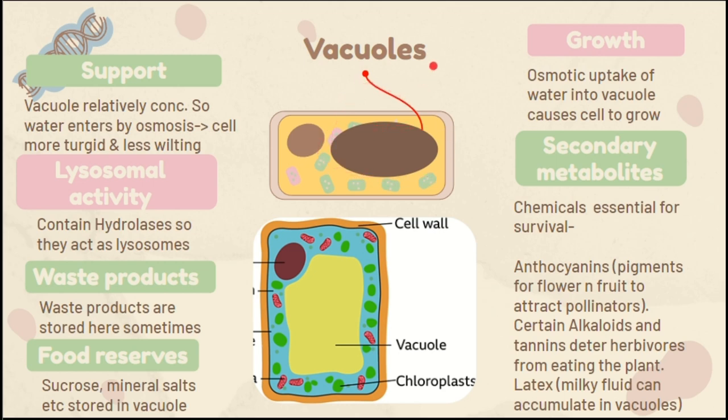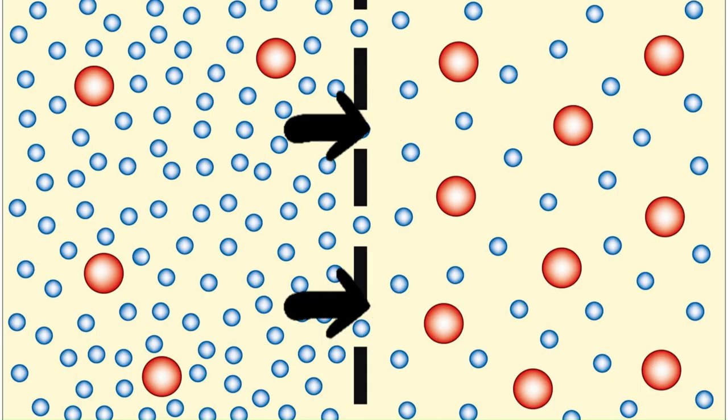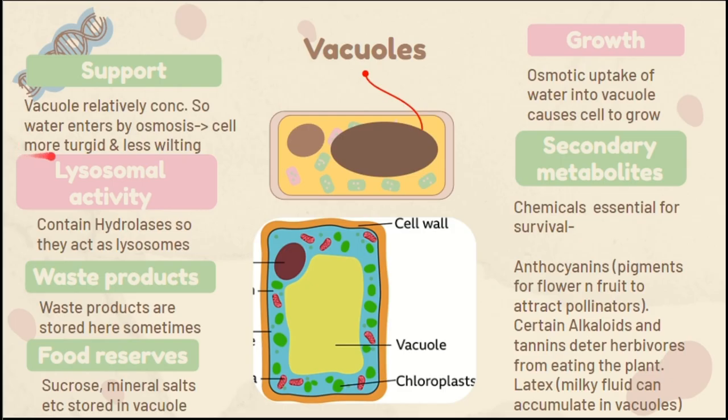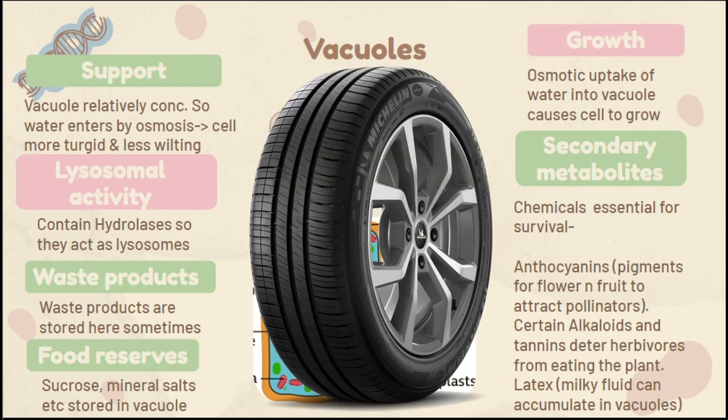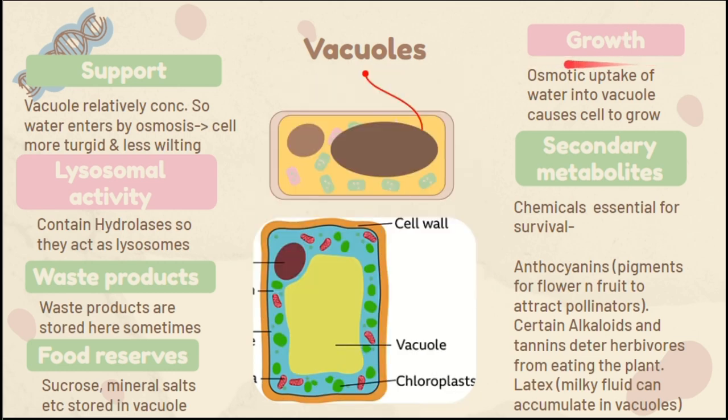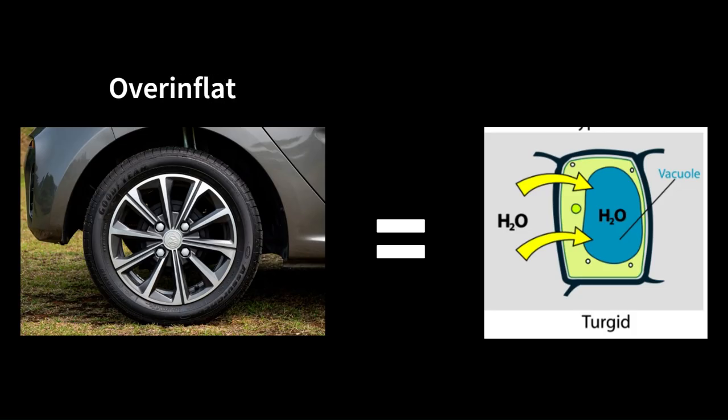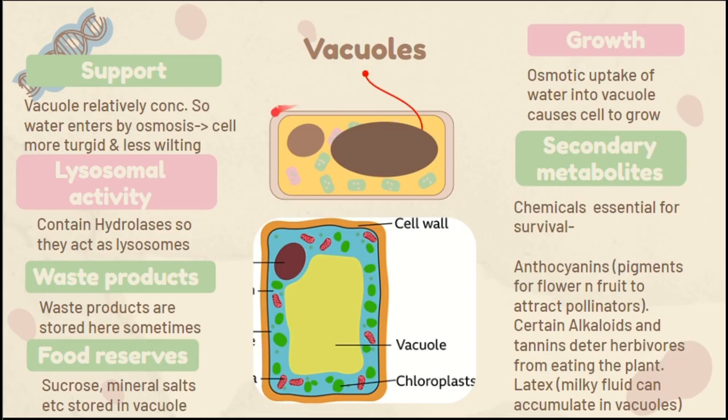Osmosis, summarized again, is the movement of water from a higher water potential to a lower water potential, basically from where there's more water to where there's less water. Since these vacuoles are relatively concentrated, water enters the cell by osmosis, making the cell more turgid and less wilting of the plant. Imagine car tires. When you pump it and it becomes stronger, that's what happens when water enters a plant cell. The tire being well inflated is the cell being turgid. When all four tires are well pumped, the car stands right, just like when all the plant cells are turgid. It can stand upright, no wilting.